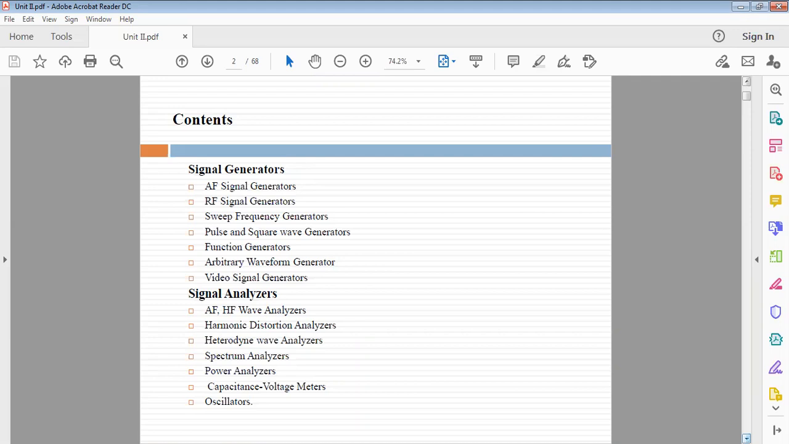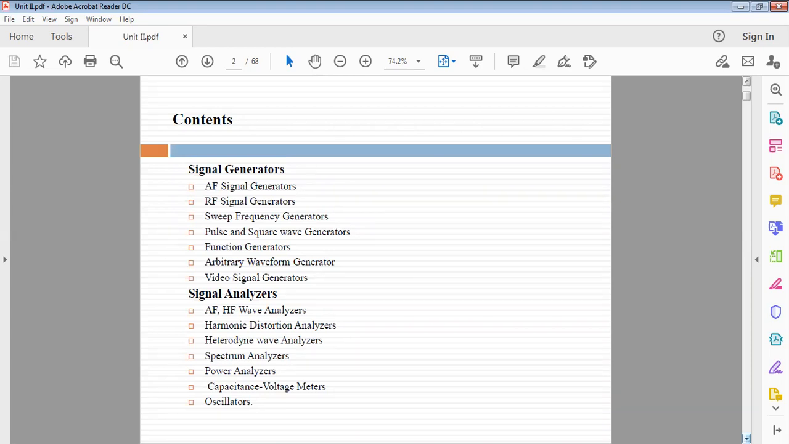In the signal generators, we'll be discussing the AF signal generators and RF signal generators. These two come under the standard signal generators, and we'll also discuss the sweep frequency generator, pulse and square wave generators, function generators, arbitrary waveform generator, and video signal generators.